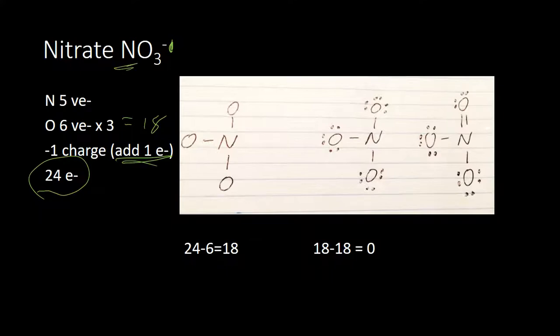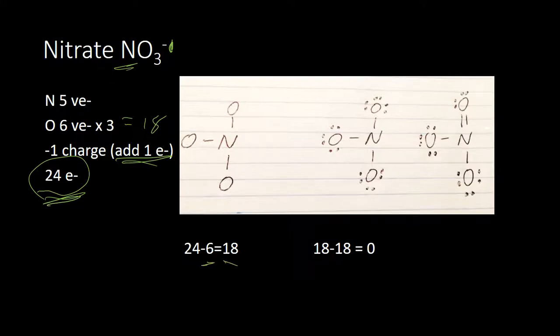Nitrogen is our central atom, so we're going to put nitrogen in the middle. And we're going to want to bond 3 oxygens here. So you see 3 oxygens being bonded. Each bond is 2 electrons. So that's 2, 4, 6. So of our 24 electrons, we've now used 6 for bonds. And that leaves us with 18.